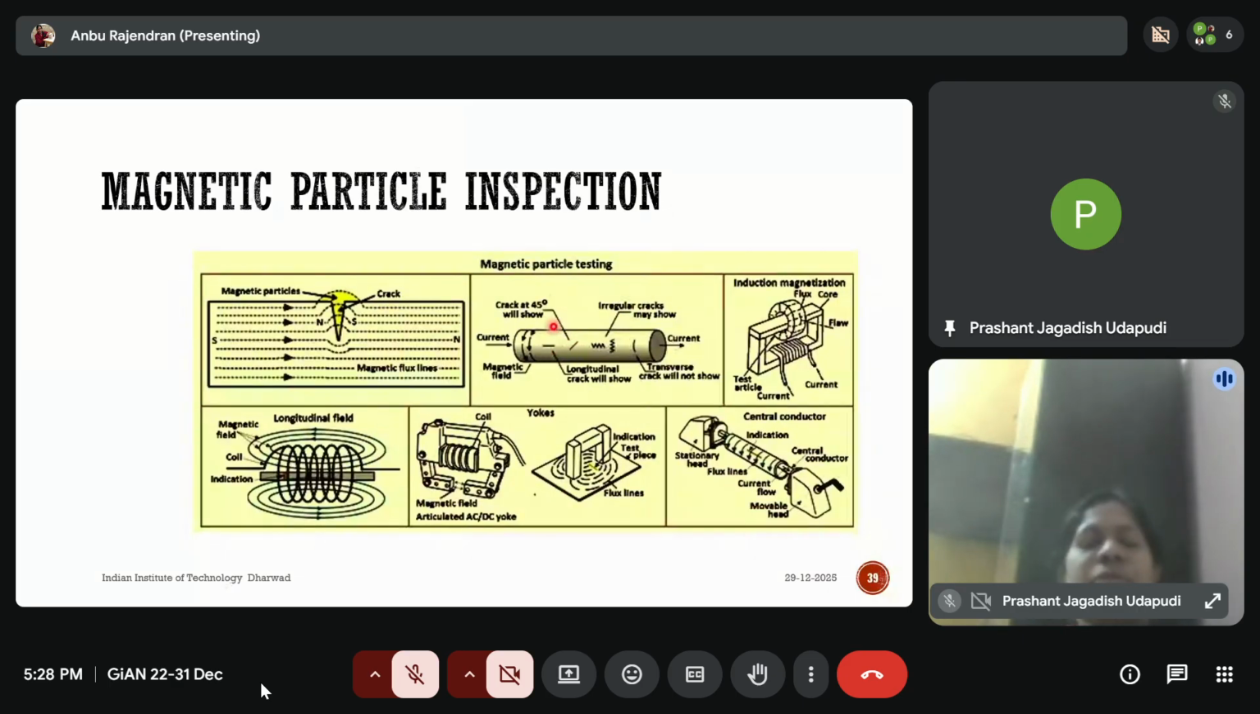It can be applied to identify the surface defects, as well as any defects present inside the material. So if there is a crack, there will be a variation in the flux. With the flux leakage, you can identify the presence of the defects. But it is suitable only for magnetic material, especially steel. Steel industries majorly use this technique for identifying defects.